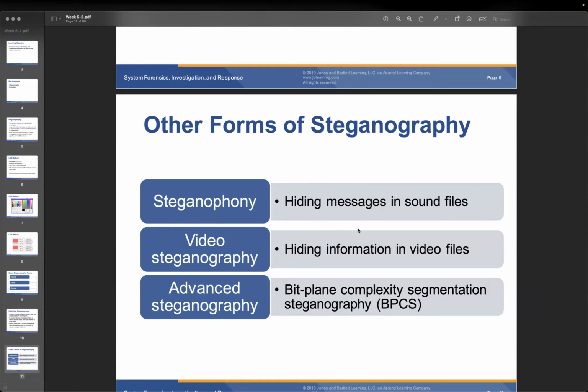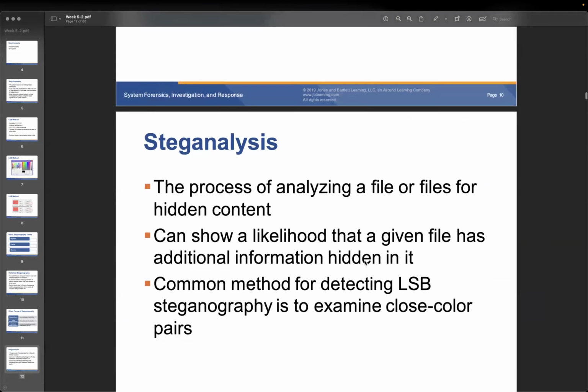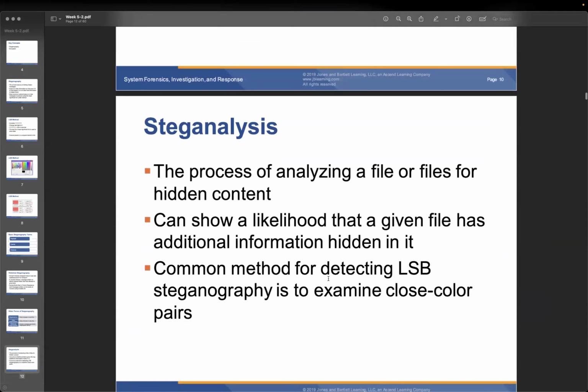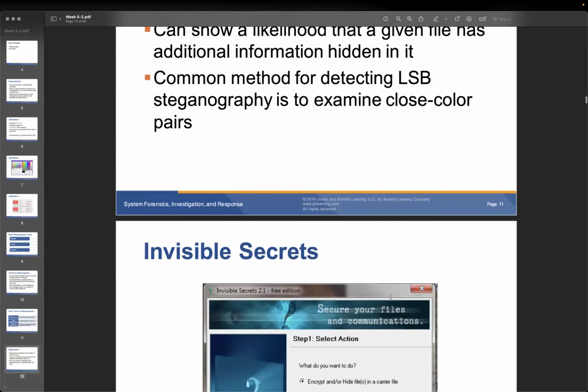You can also use bit-plane complexity segmentation for steganography, which is BPCS. And how can we do the analysis? We analyze a file or files for hidden content, trying to show the likelihood that the file has additional information hidden inside. Most of the time we use common methods, such as detecting LSB by checking the close color pairs. This we're going to do.